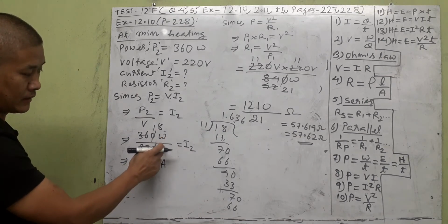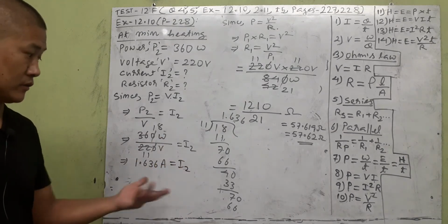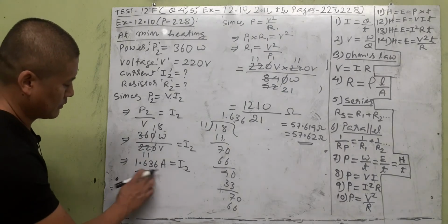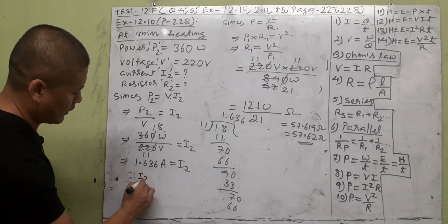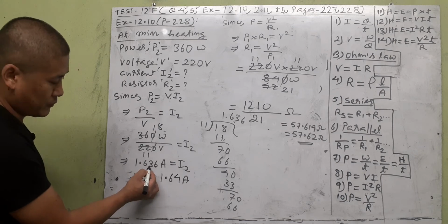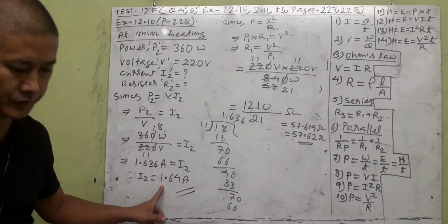Everything is in SI, watt and volt. So watt by volt is ampere. The SI unit of current is ampere. At least know the SI unit of each physical quantity. Okay, so this is your first. Next step, I2 will be equal to 1.64 ampere, because the third place is 5 or more than 5, so this will increase by 1. So the current in the second case is 1.64.